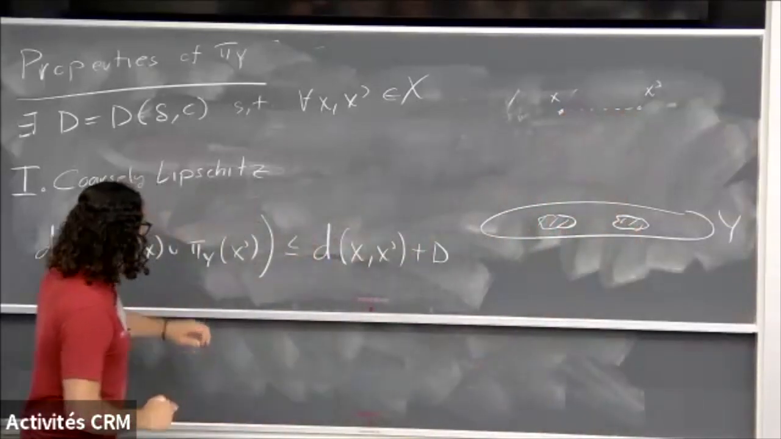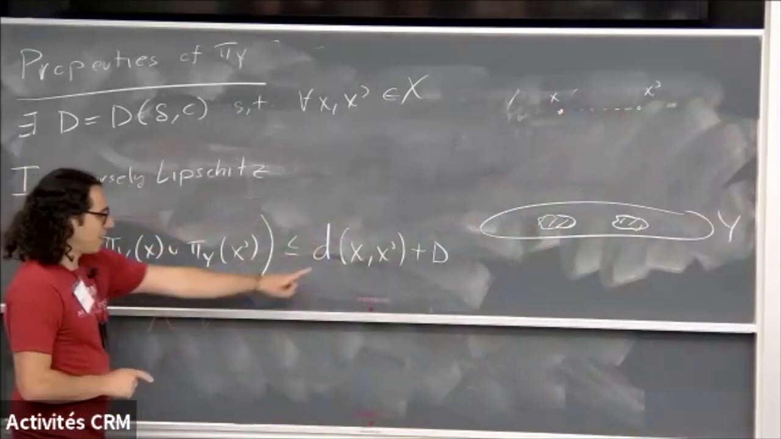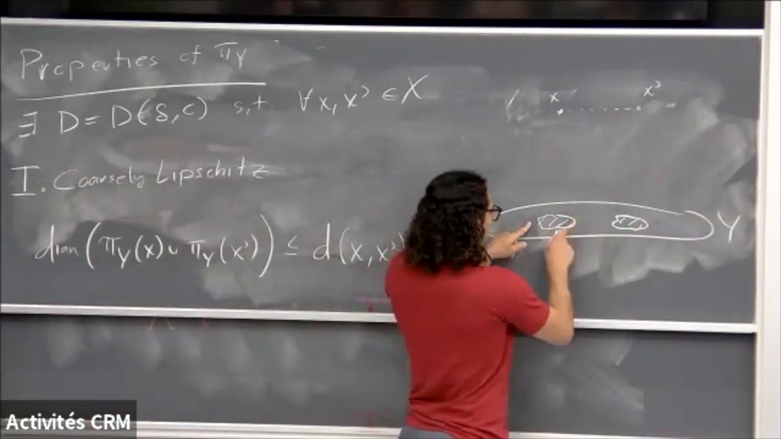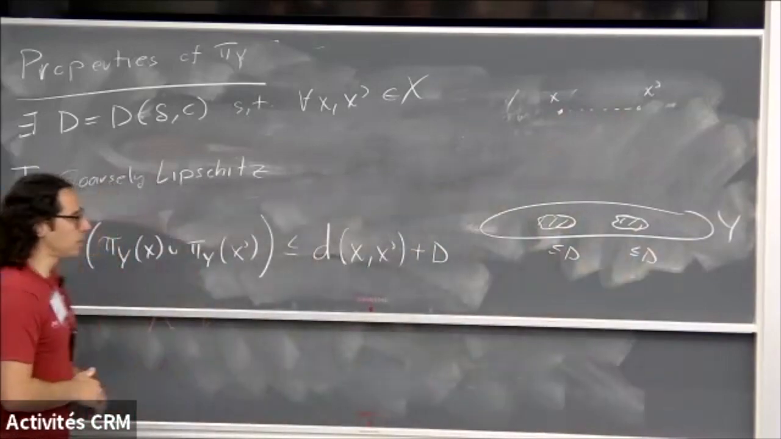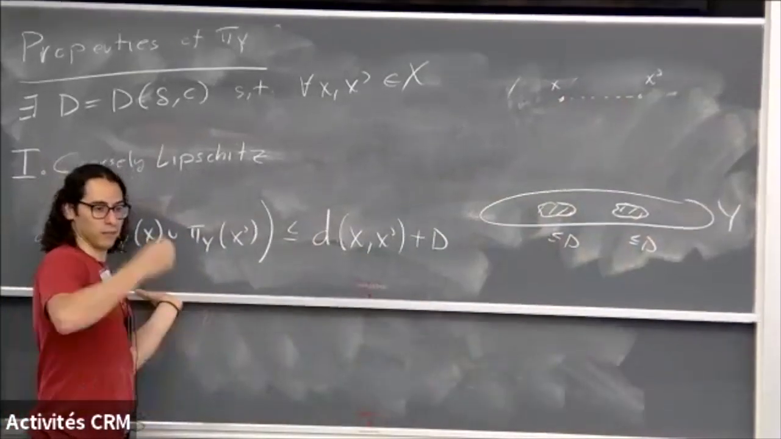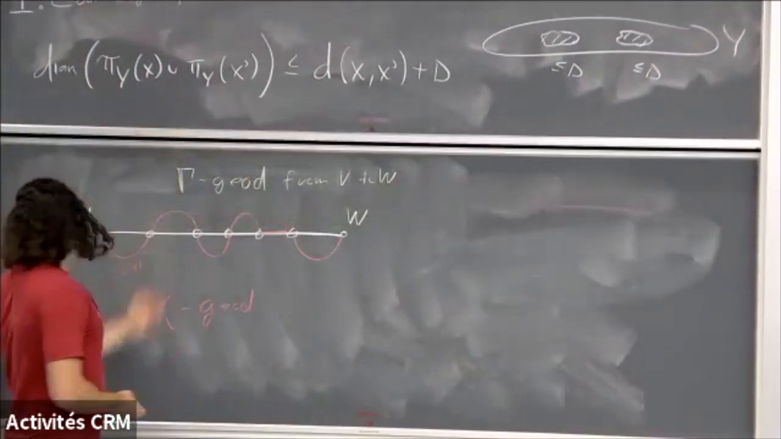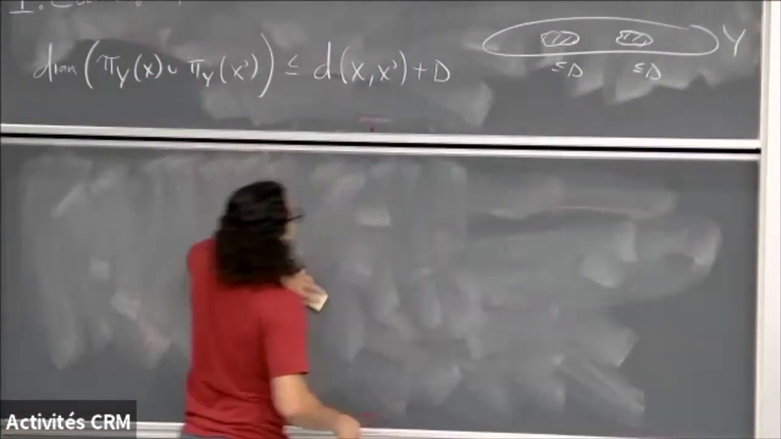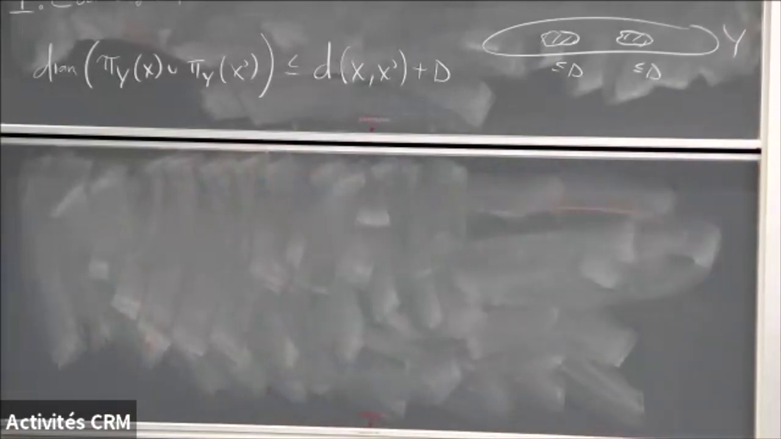In particular, when I pick the same point, x and x prime, then that distance is 0. And this says that these individual diameters are also bounded above by D. So we maybe say it's coarsely well defined: it sends a single point to a bounded diameter subset. And distances don't increase very much. As a point of comparison to the classical case, the same is true. For a convex subset, it will be a distance non-increasing map onto it.